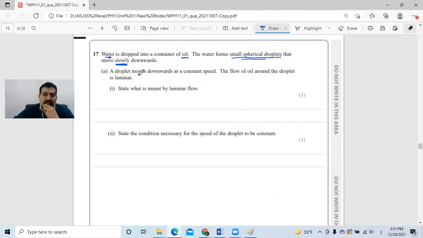A droplet moves downward with a constant speed. The flow of the oil around the droplet was laminar. State what is meant by laminar flow. Yes, thank you Amir. What's meant by laminar flow?